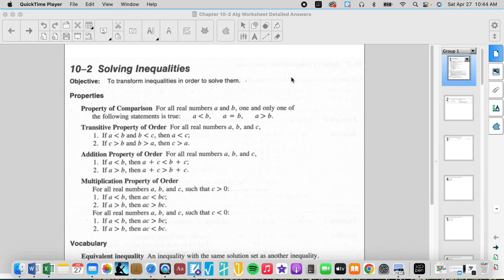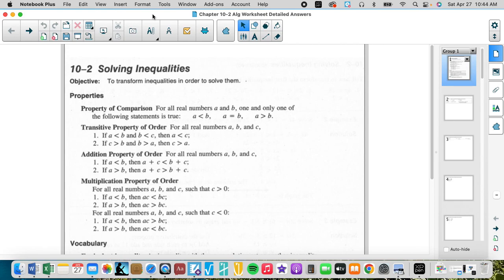Chapter 10, still dealing with inequalities, and this is section 10.2, solving inequalities. So we see that we have comparisons for all real numbers a and b. One and only one of the following statements is true: either a is less than b, a is equal to b, or a is greater than b. Those are the three states that two numbers can have. One can be less, one can be greater than, or it must be equal to.